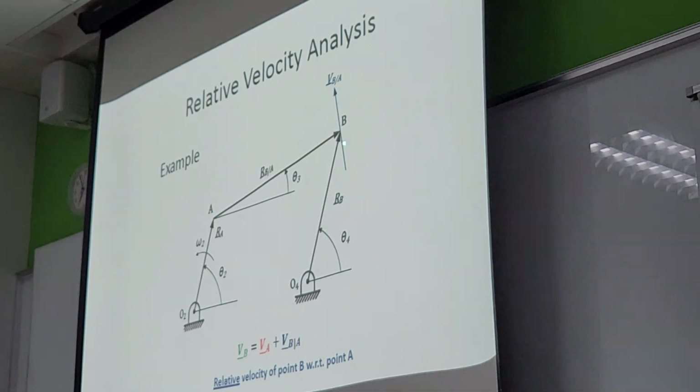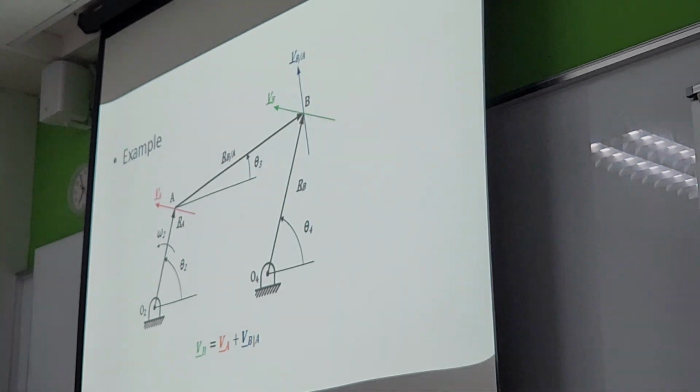Now here we are linking 2 points A and B. What is it that we know? We know completely the magnitude and direction of velocity A. And we know the direction of velocity B and the direction of velocity B to A. So now all the directions are shown here.